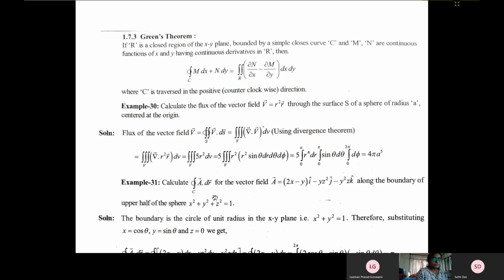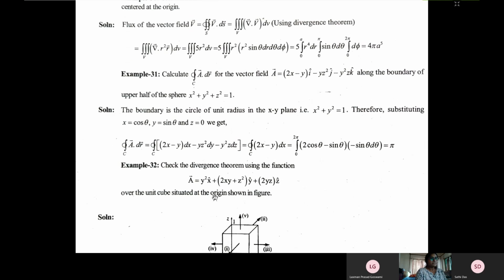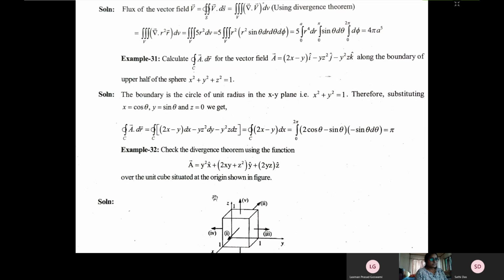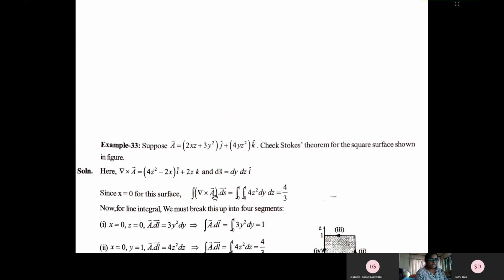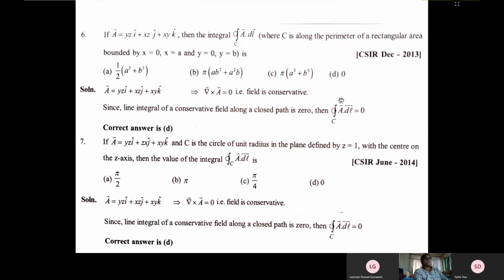I will also put the link in the description box. Okay, we are discussing previous year questions. Suppose I am taking an example first. Okay, so this is a CSIR December 2013 example.